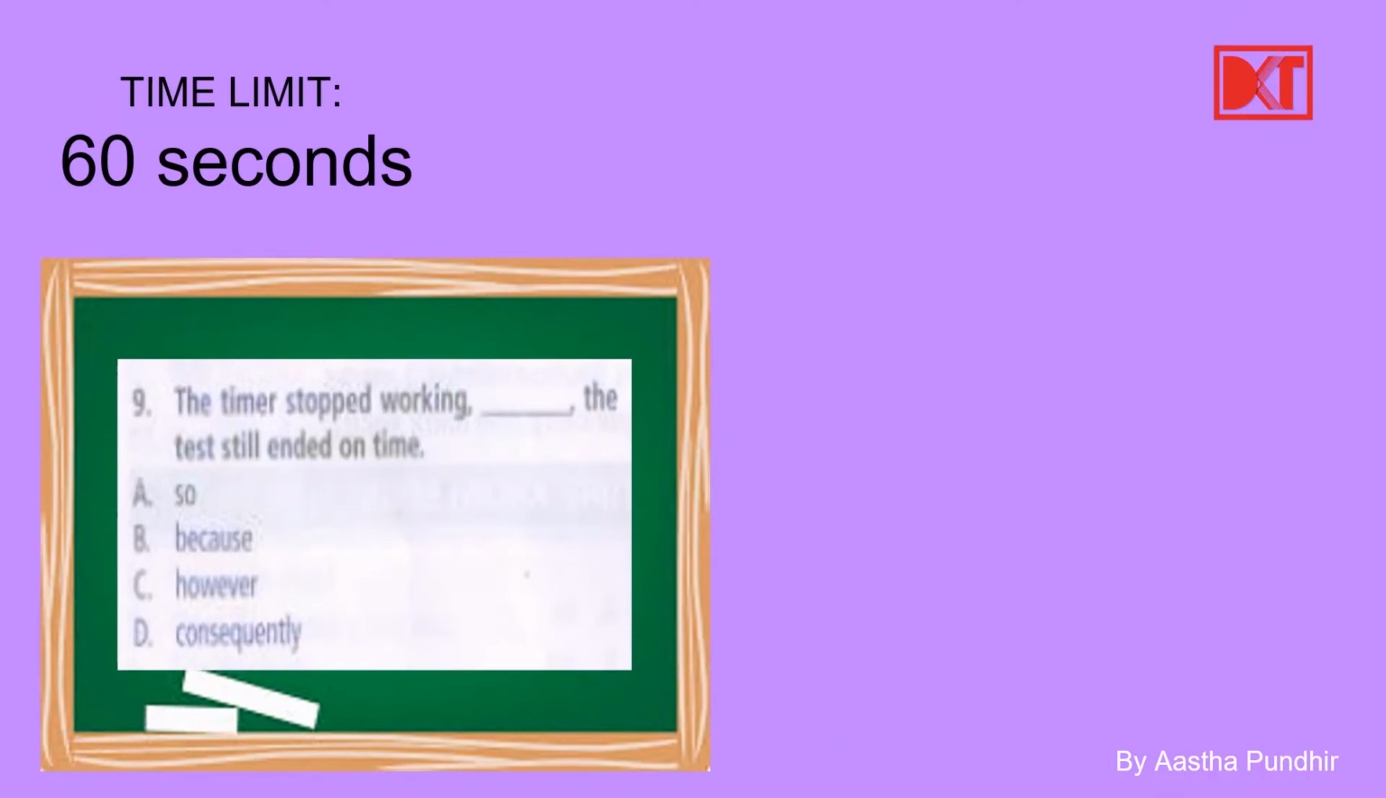Timer stopped working, dash, the test still ended on time. A, so the test still ended on time. B, because the test still ended on time. C, however the test still ended on time. Or D, consequently. Here the correct conjunction is C, however. Why however? Because however, as I told you, is used when we are talking about contrasting, contradictory situations, like although the timer stopped working, उसकी वजह से टेस्ट को टाइम पे एंड नहीं होना चाहिए था, but it still did. It is a contrast. These are two contrasting statements. So we're using however. All right.